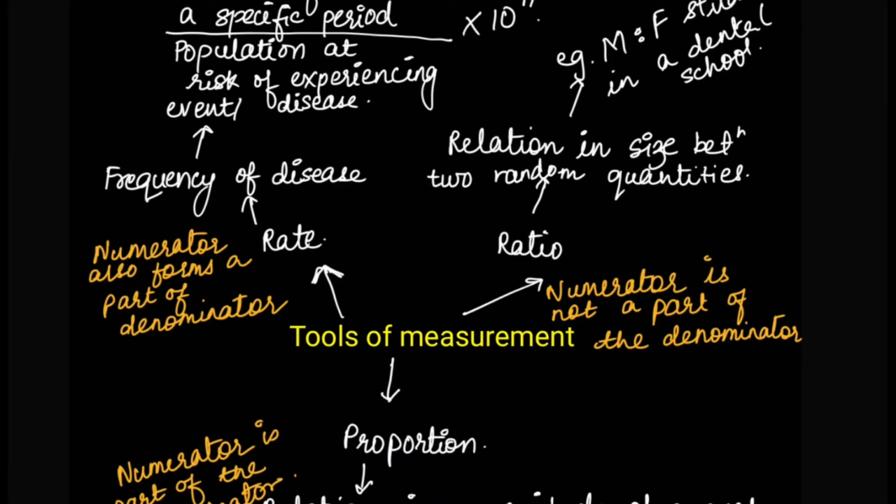Hi guys, today's video is about the tools of measurement that are used in epidemiology. The three tools that are used in epidemiology are rate, ratio and proportion.